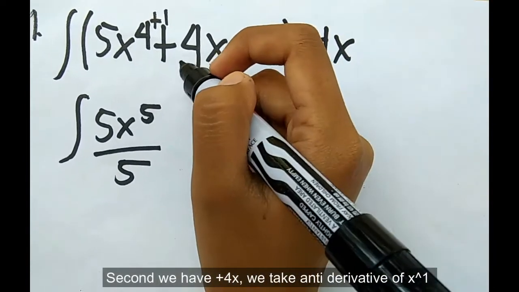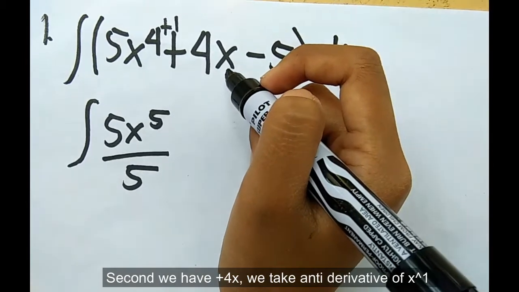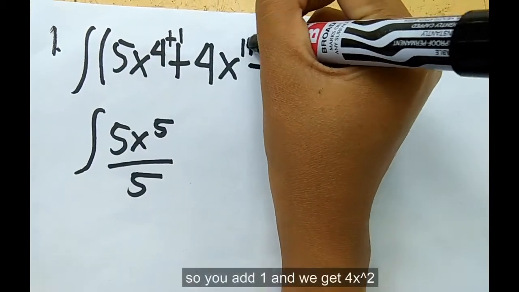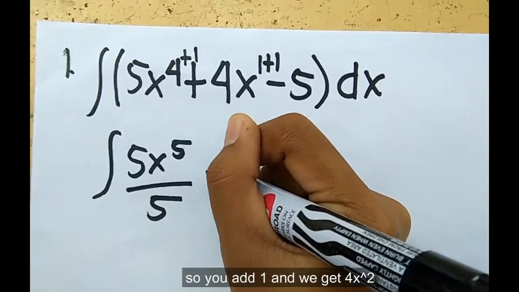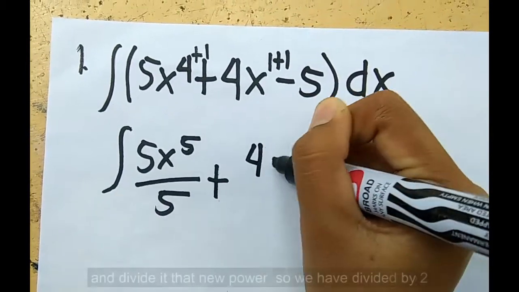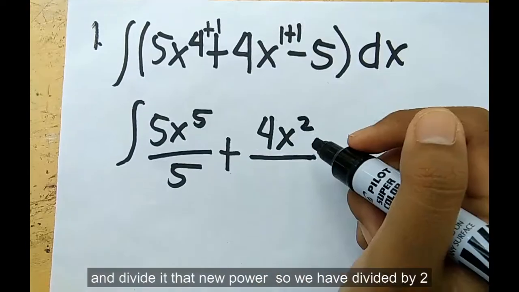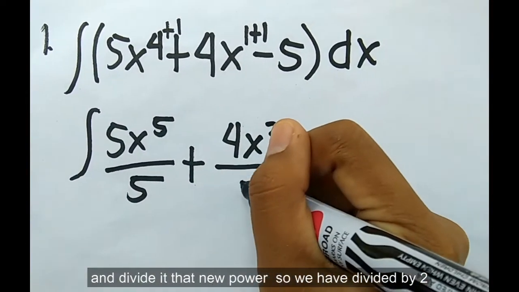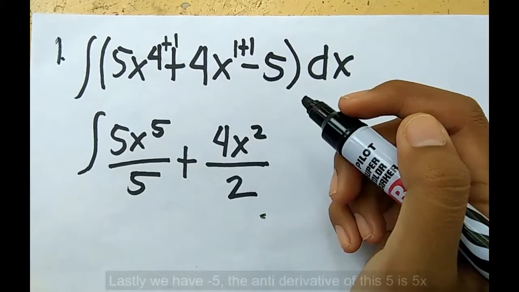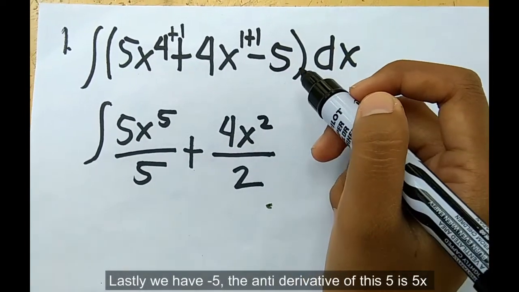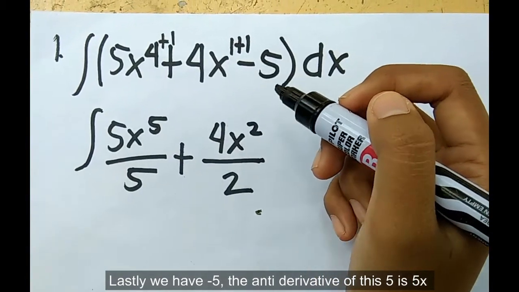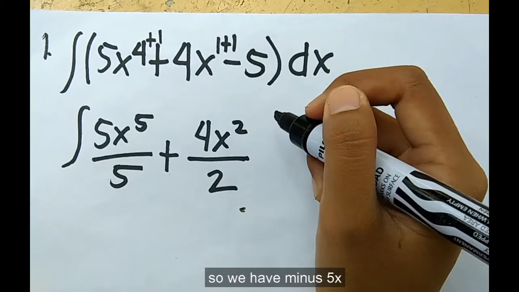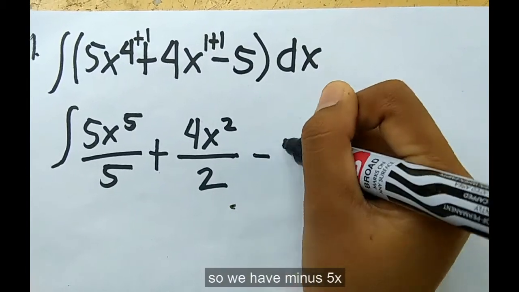Second, we have plus 4x. We take the antiderivative of x raised to 1, so you add 1, and we get 4x raised to the 2nd power, and divide by that new power, so we have divided by 2. Lastly, we have negative 5. The antiderivative of this 5 is 5x, so we have minus 5x.